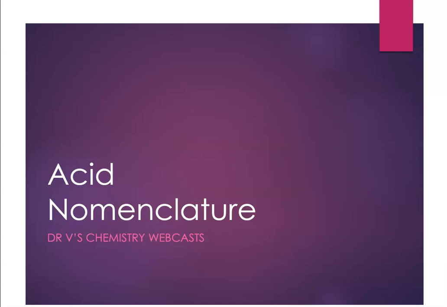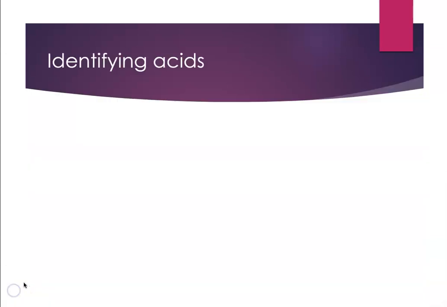In this webcast, we're talking about acid nomenclature. We need to be able to recognize acids, and then we're going to learn to write names and formulas for acids. So the first step is really recognizing that the compound you're working with is an acid. At this point in the year, I want you to know that we can identify acids because they contain hydrogen ions as the cation.